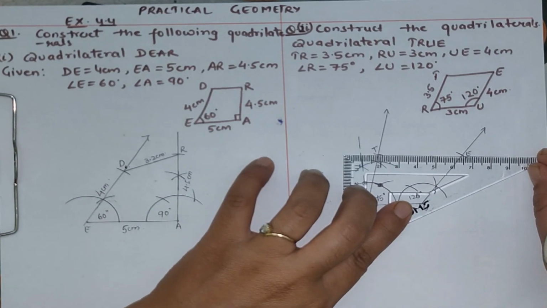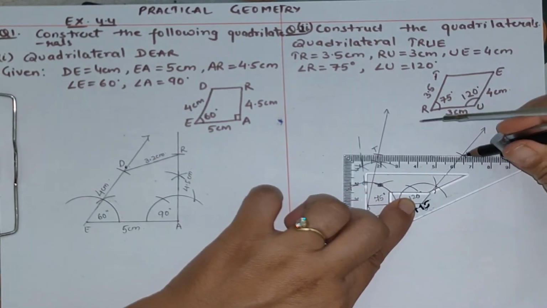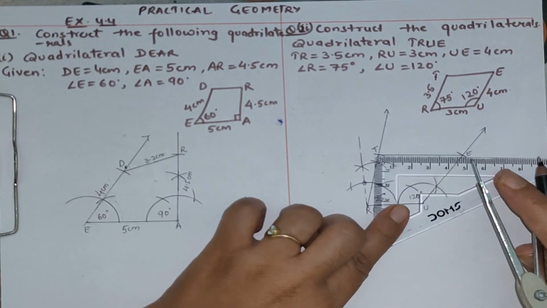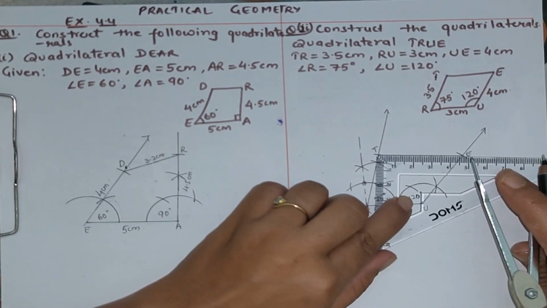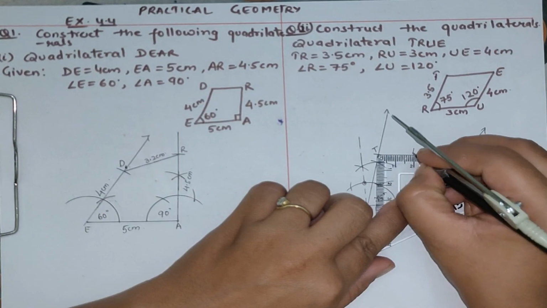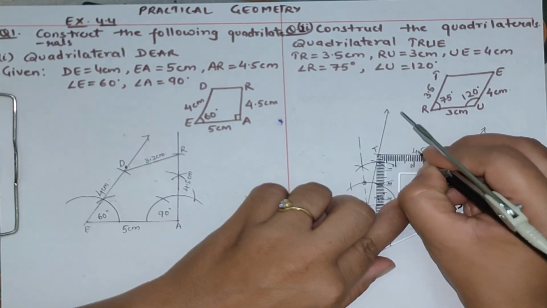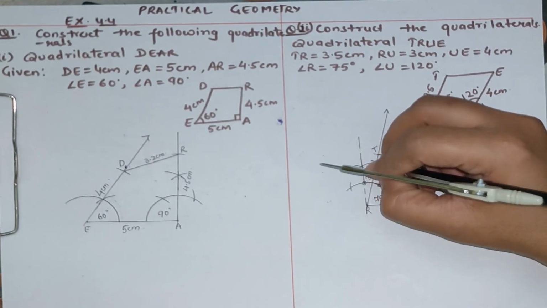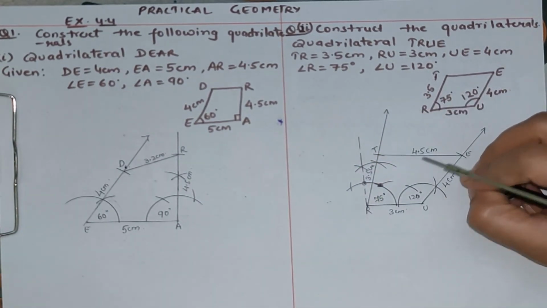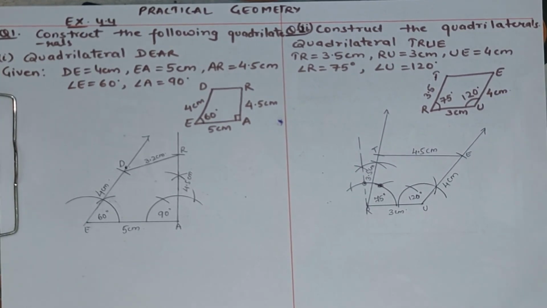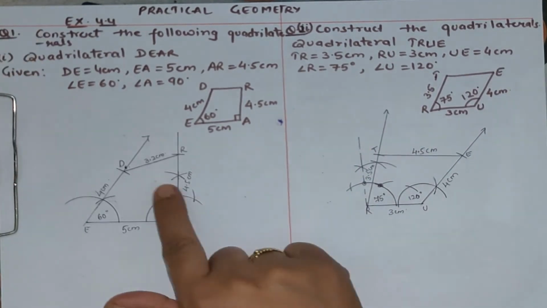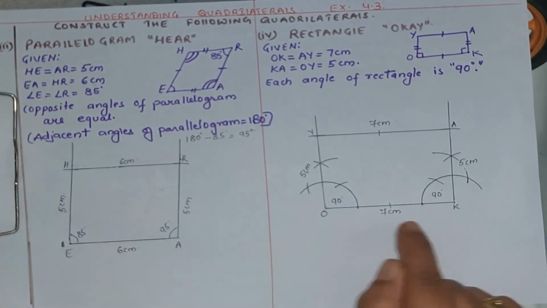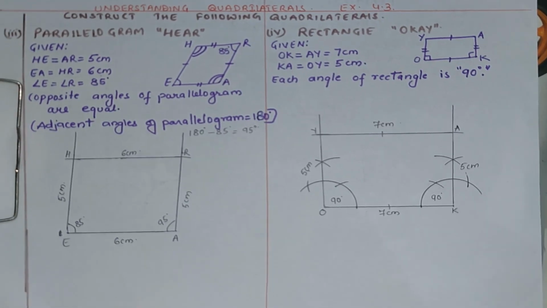Join this TE. And here you have to measure the line segment also. 4.5 centimeters. That's it. Write all the measurements like this, and here you are with all the 4 questions. 4.4 question number 1 and 2, 4.3 question number 3 and 4. Thank you, and do practice this construction. Thank you very much everyone.